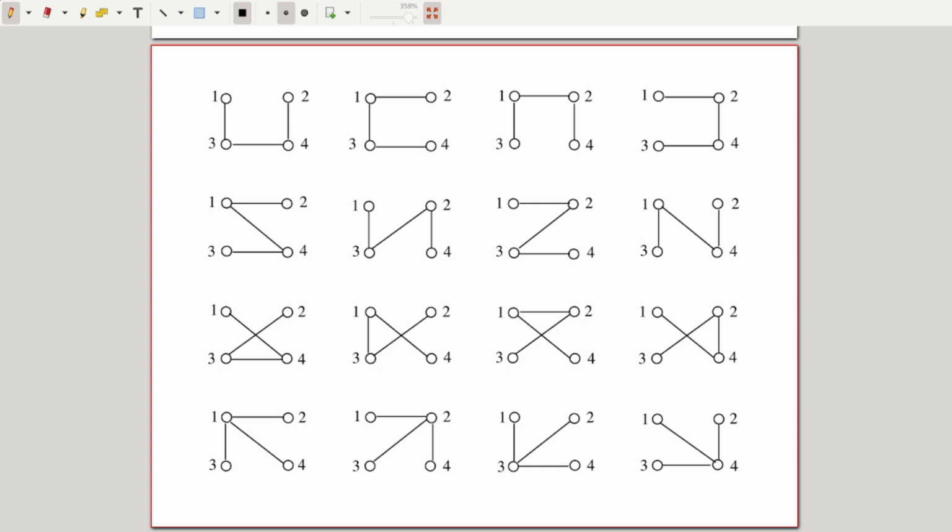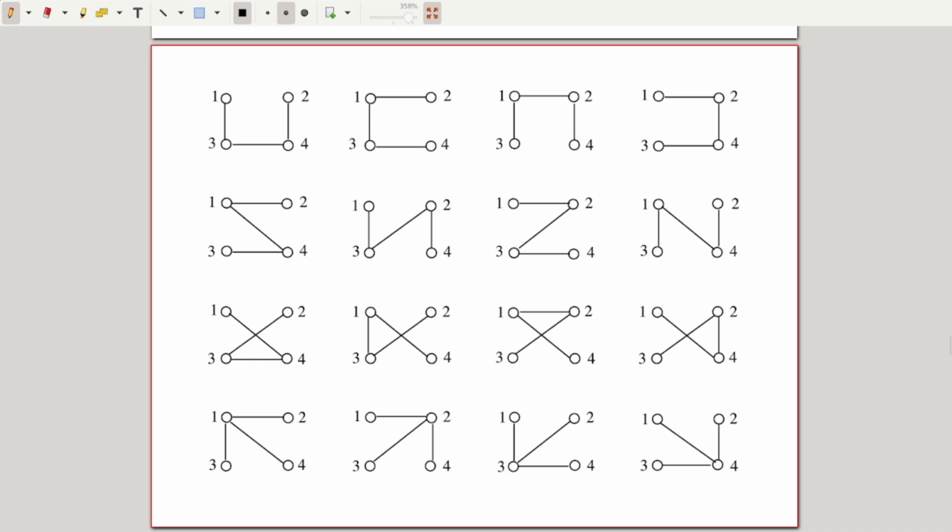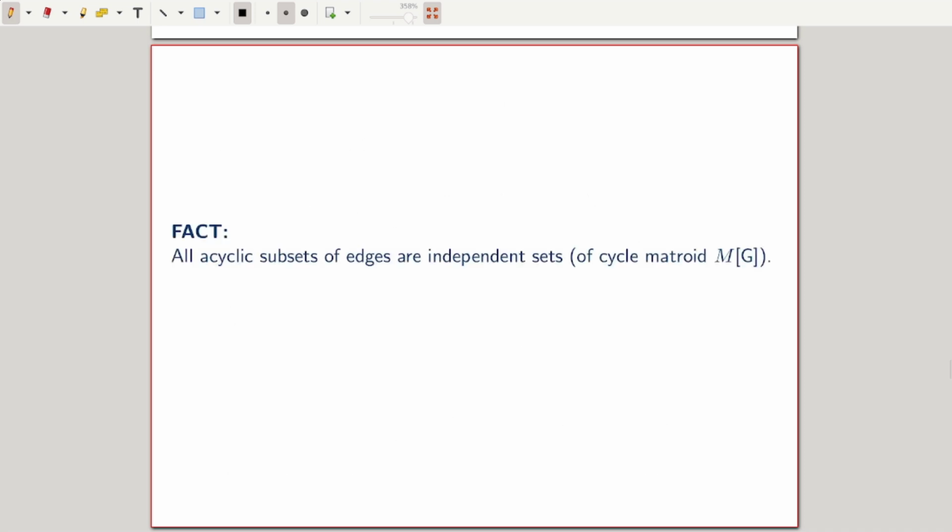This sounds a bit like a base of a matroid, whose ground set is the set of edges and whose independence relation is being acyclic. This is a fact, all acyclic subsets of edges of graph G are independent sets of graphic matroid M_G.